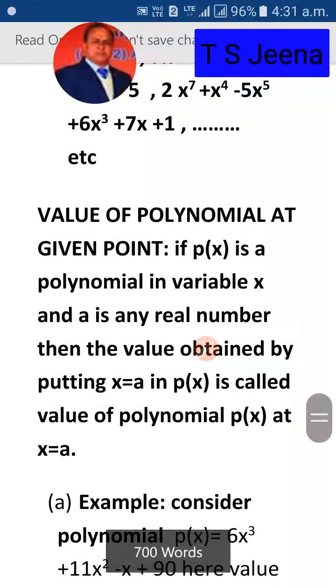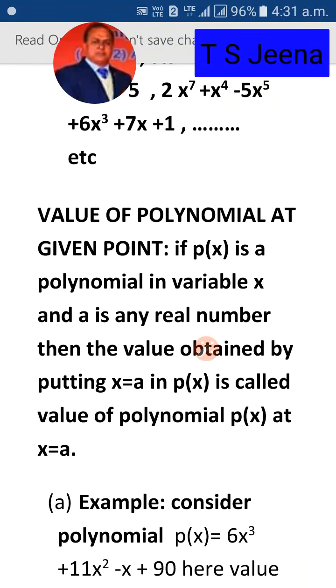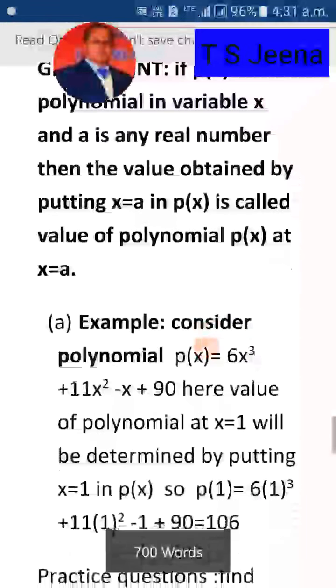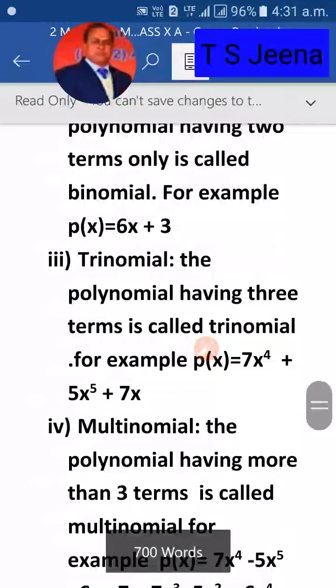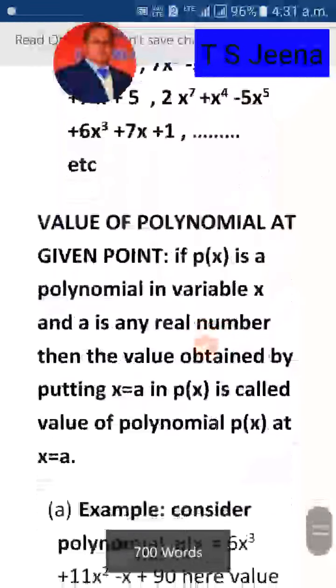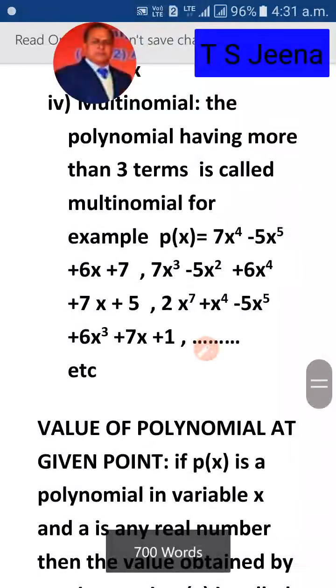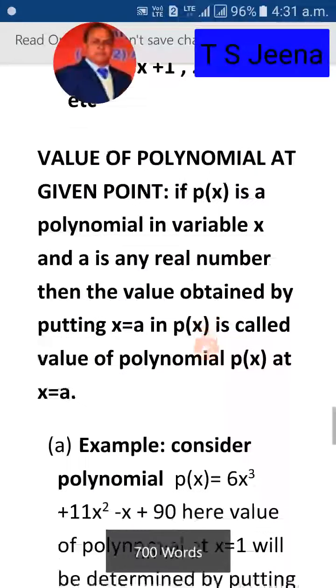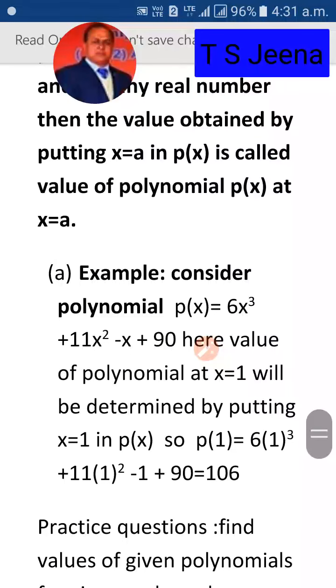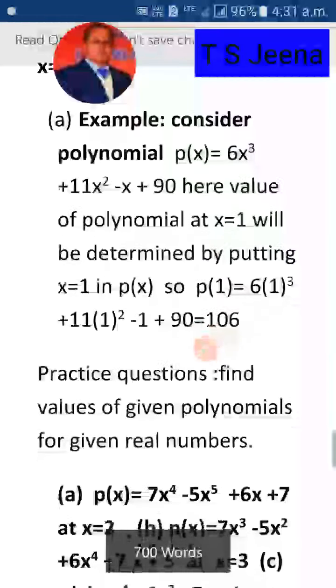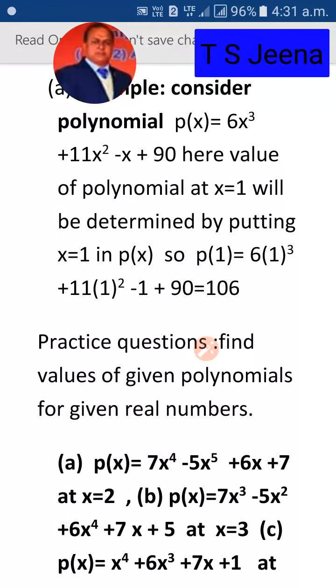Now, value of a polynomial at a given point. Whatever real number is given, you can put it in place of x in the polynomial and you will get its value. For example, here p(x) is given as 6x cube plus 11x square minus x plus 90. Putting x equal to 1, we will get the value 106. This is the value of the polynomial.